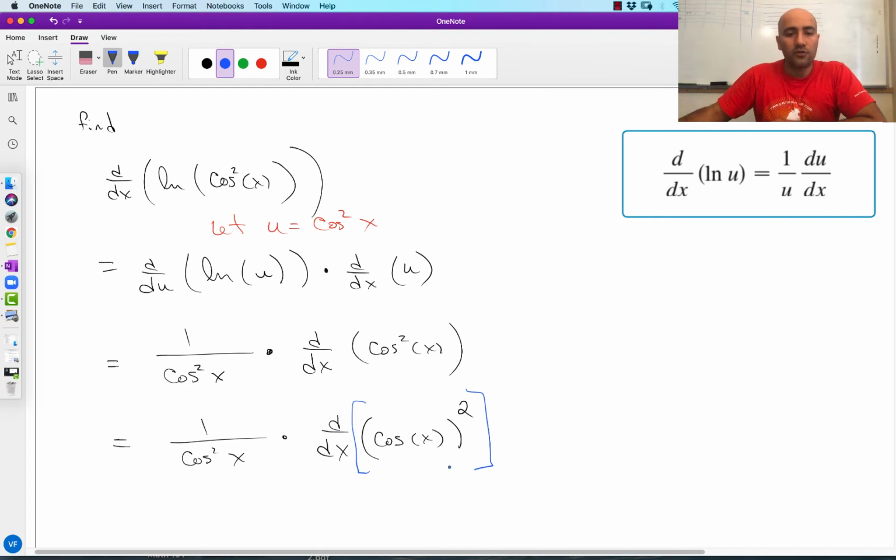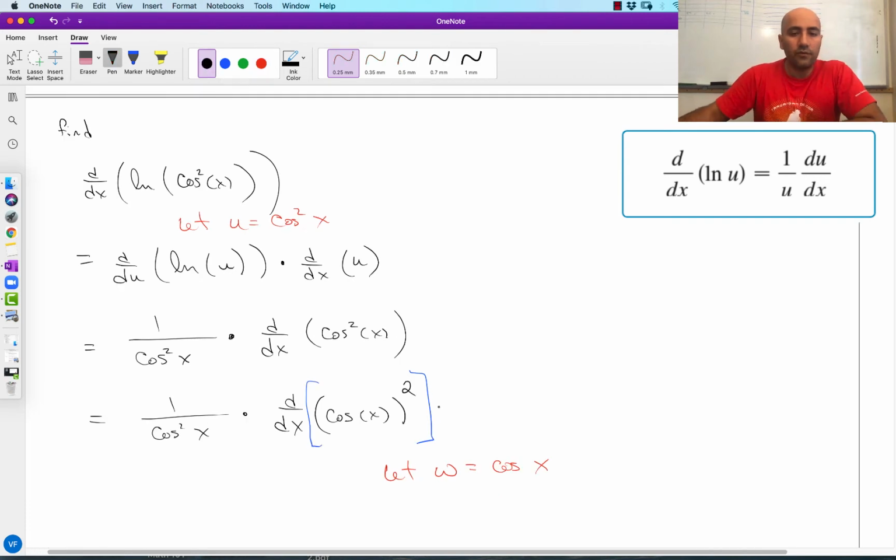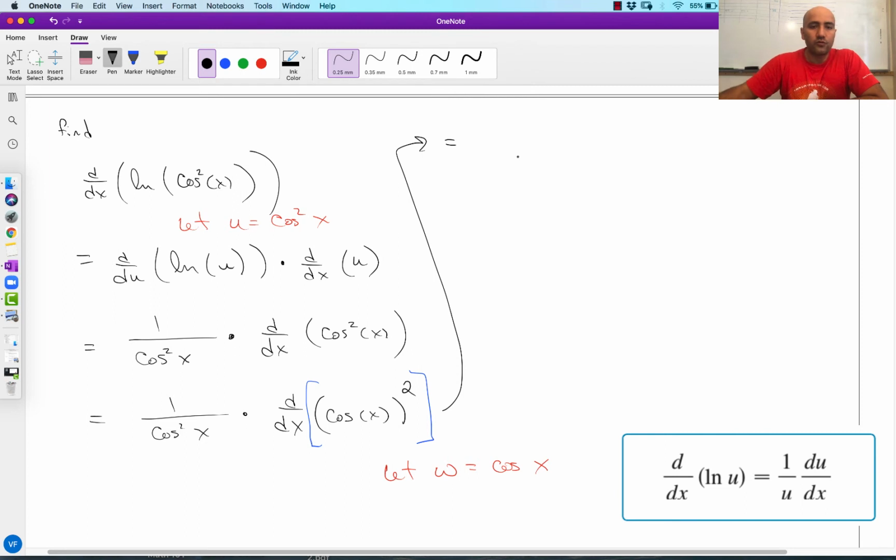Okay, so we're going to do a little substitution. I've already used u, so let's just mix it up and use w. How about if we let w equal cosine of x? If we let w equal cosine of x, then the original derivative is going to be equal to 1 over cosine squared x times the derivative with respect to w of w squared times the derivative with respect to x of the w, right? Our good old chain rule once again.